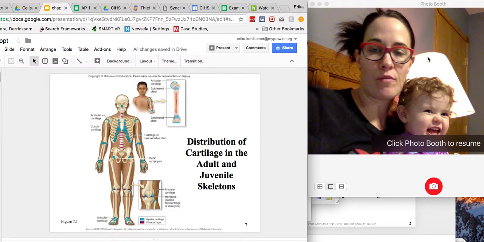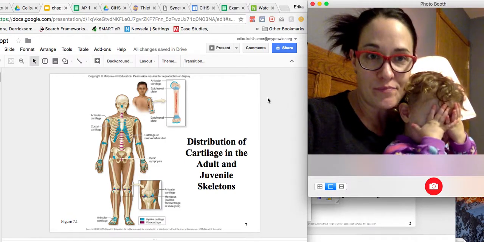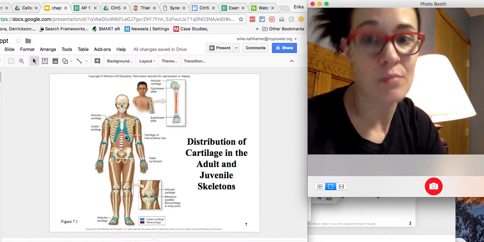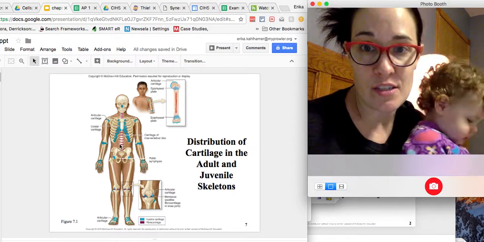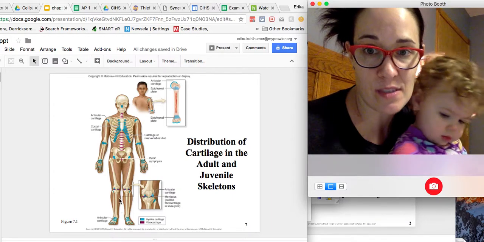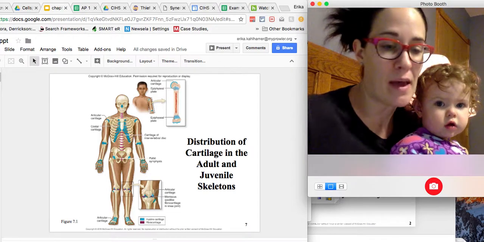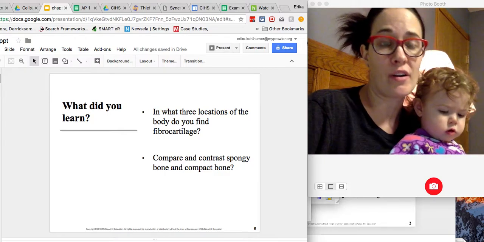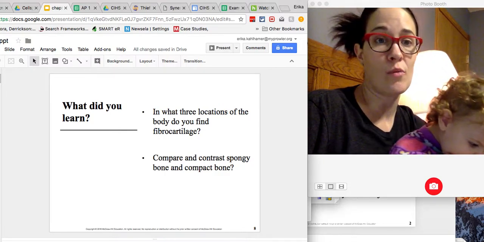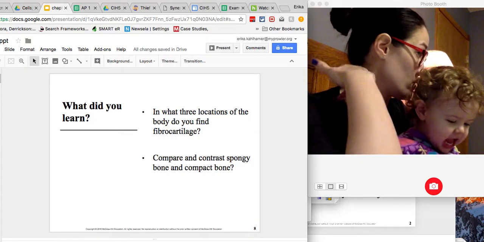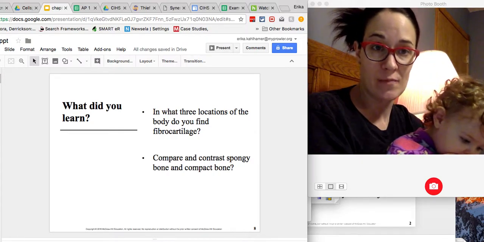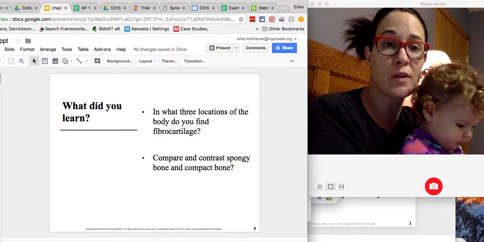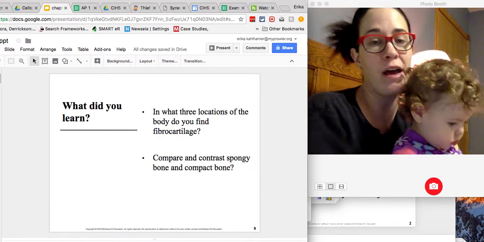And this is a good image. We can see where the hyaline cartilage is located in blue there, and then where the fibrocartilage is in red. Those are the discs and the pubic symphysis, and then the knee pads. So what three locations of the bone do you find fibrocartilage? Fibrocartilage withstands compression, so we're going to find it in between the vertebrae, the intervertebral discs, in the pubic symphysis, because the pelvis has to withstand a lot of force, and then in special joints like the knee joint, where we have extra pads of cartilage.